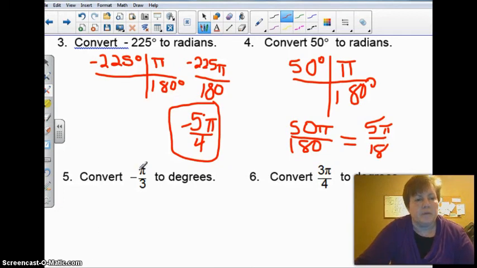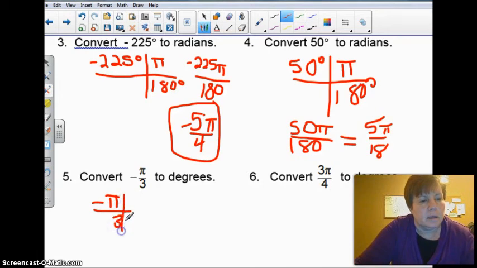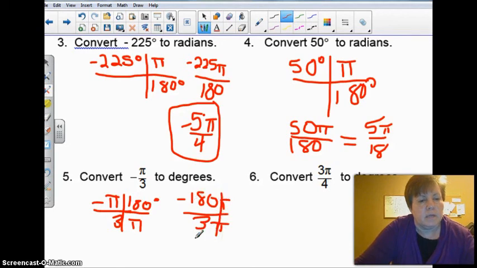Okay. Going the other direction, from radians, negative pi over 3, to degrees. We're going to set it up as negative pi over 3. Stretch it out a little bit, and then it's 180 degrees over pi. So we're multiplying across. We have negative 180 pi over 3 pi. And we know pi divided by pi is 1. Negative 180 divided by 3 turns out to be negative 60 degrees.